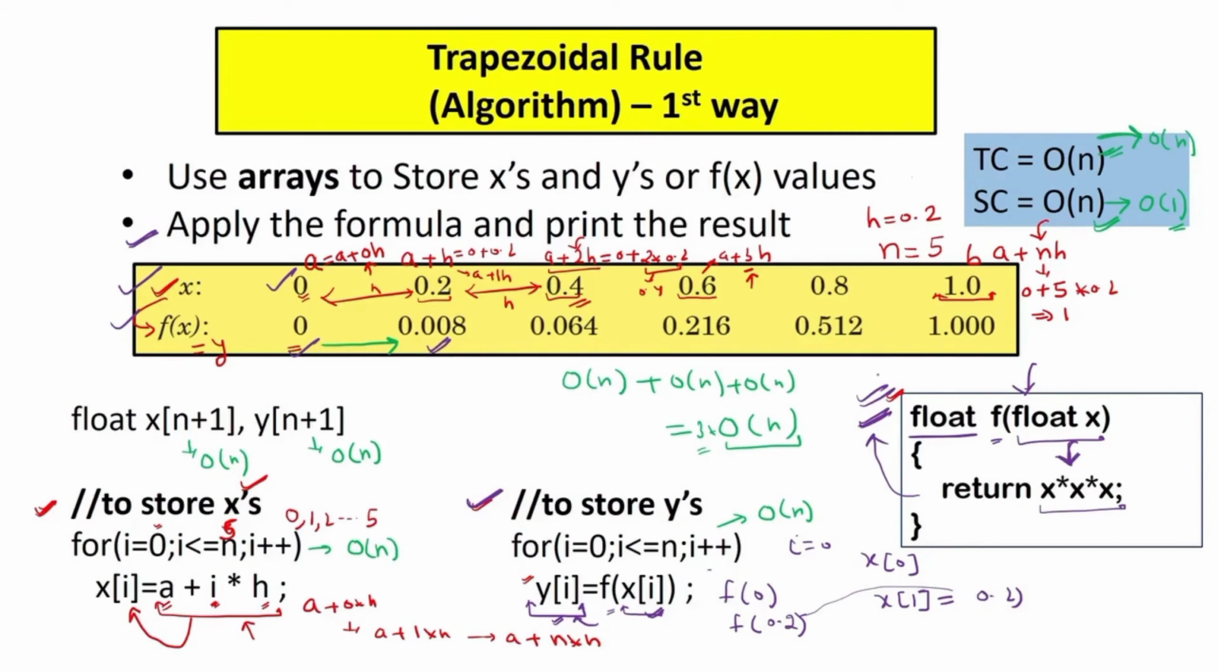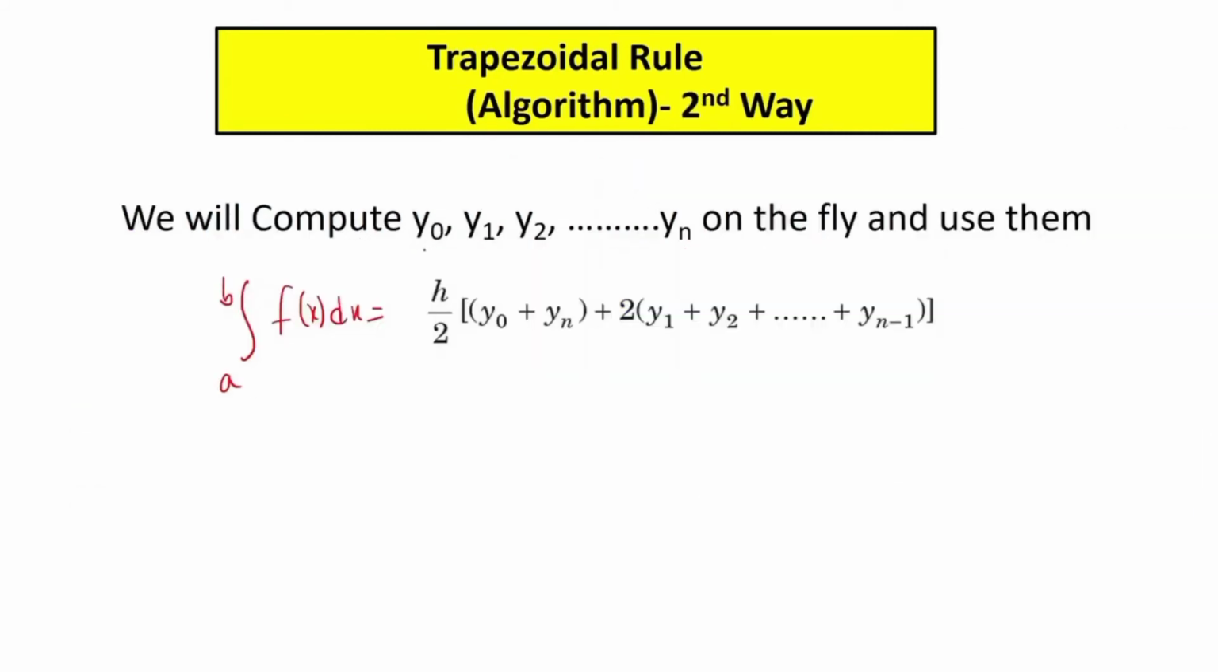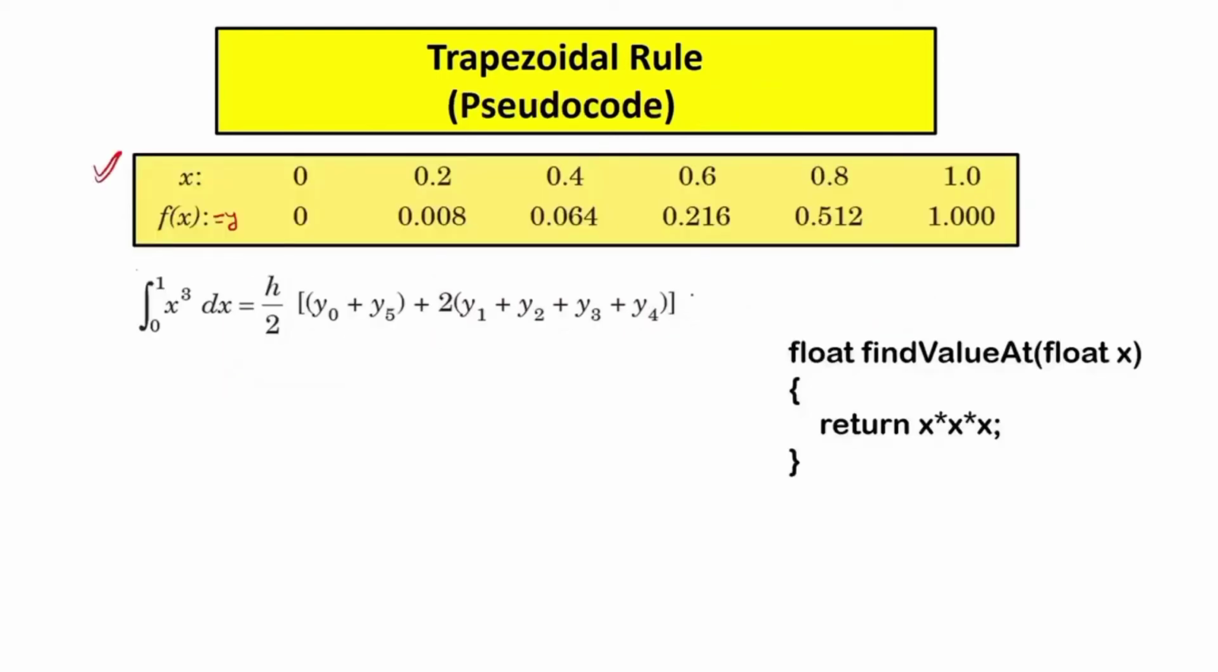So let's see what is the second way and how it is getting optimized. We will directly be computing these y0 to yn values, and we will directly be using them in our formula. So I will not be using any extra arrays, that is the X and Y arrays. Let's see how we can do that. Essentially we have to apply this formula, and it is up to the user how he can implement it.